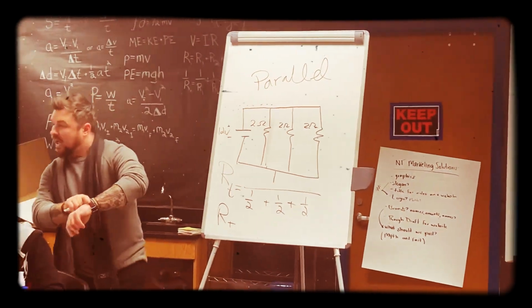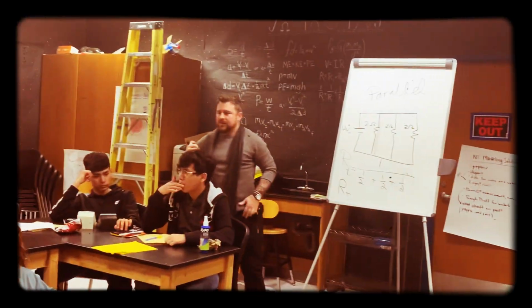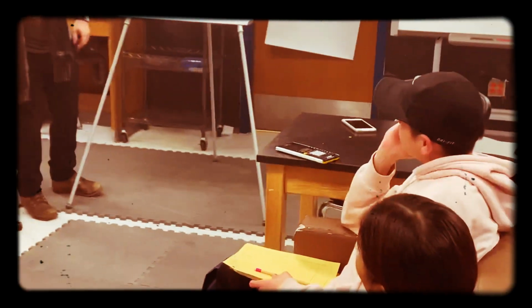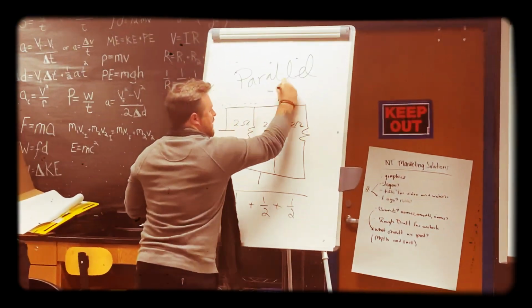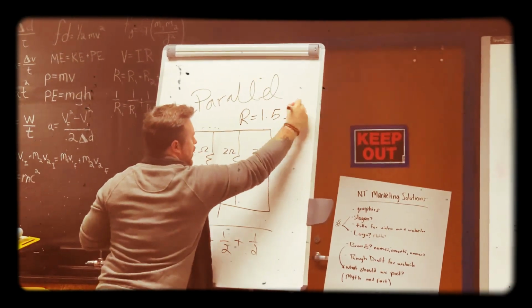Let's get it. 3 over 2. Okay. Give me an actual number. Give me a 1.5. 1.5. So my total resistance is actually 1.5 ohms.